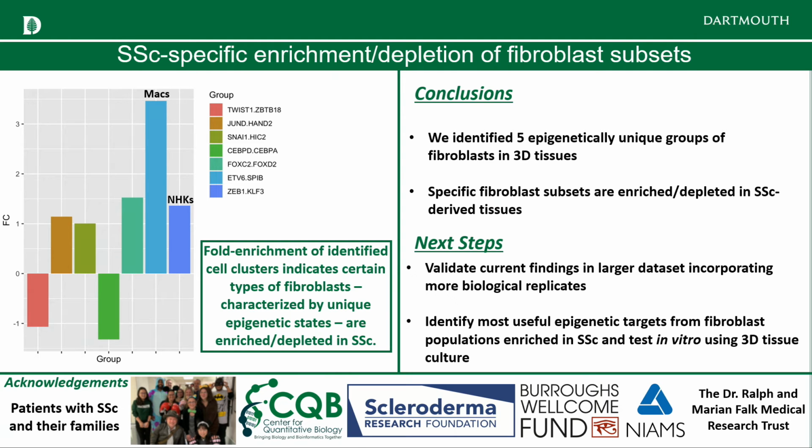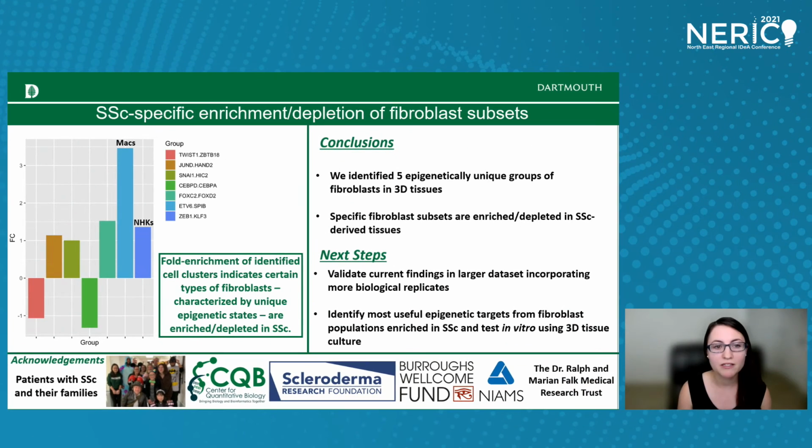Performing fold enrichment on these clusters helped us to find that these particular clusters of fibroblasts, as characterized by unique epigenetic states, are enriched or depleted in an SSC disease-specific manner. So in conclusion, we were able to identify 5 epigenetically unique groups of fibroblasts from these 3D tissue models. We were also able to find that these are enriched or depleted in an SSC-specific manner. And next steps will include expanding our data set as well as finding targets for further studies.